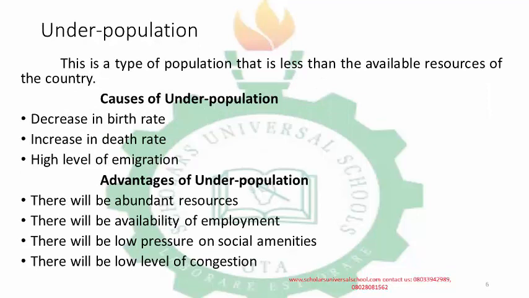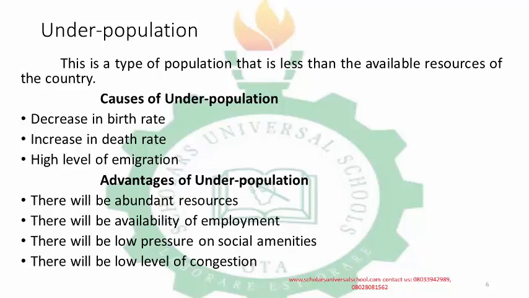Now let's look at the second type of population, which is underpopulation. Remember, in the previous slide, we said overpopulation is a situation where so many people are living in a country and the resources available are not enough to cater for the needs of such people. On the other hand, underpopulation simply means you have a fewer number of people that are not making use of the available resources. That is, the resources are there, but the number of people living in that area or in that region is not enough compared to the resources available.